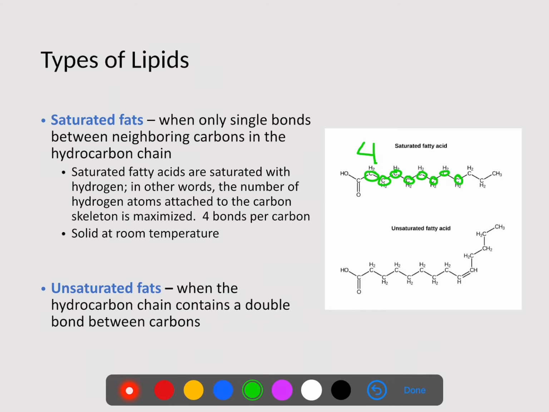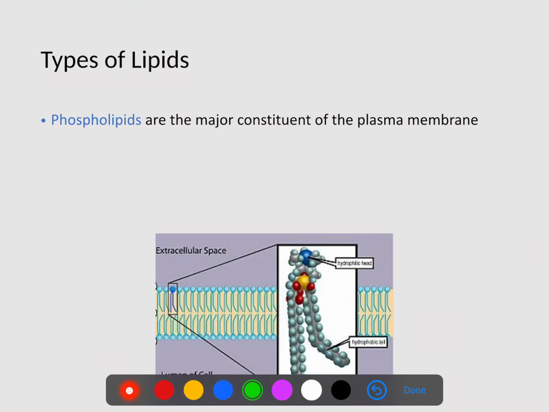Now, unsaturated fats are when there are double bonds between the carbons. And what a double bond means is that that carbon no longer forms 4 complete bonds with other molecules because of the double bond. So these are liquid at room temperature, oils, olive oil, things along those lines.